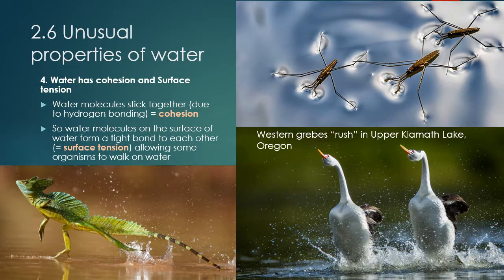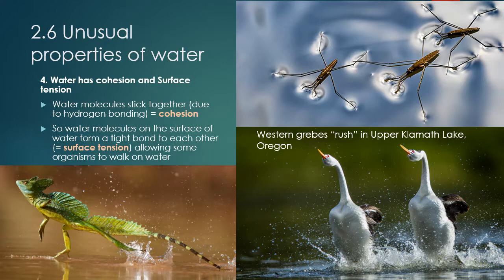And our last unusual property of water that we're going to cover is that water has cohesion and surface tension. So again, we had talked about earlier that when you drop a drop of water on the table, it will stick together due to that hydrogen bonding. This is called cohesion. And cohesion causes all those surface water molecules to stick together. And they don't want to stick to the air above them, so they tend to stick very closely to each other on the surface and to that water below them.